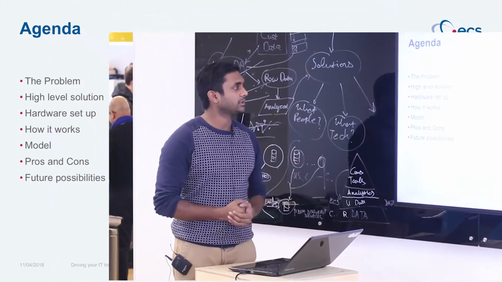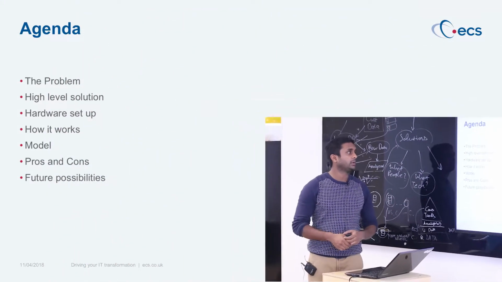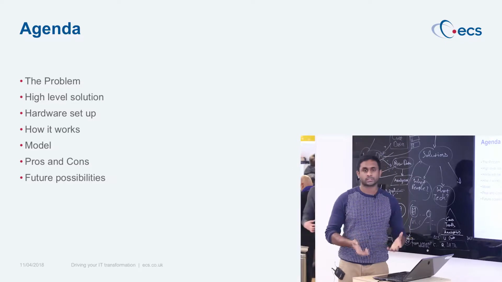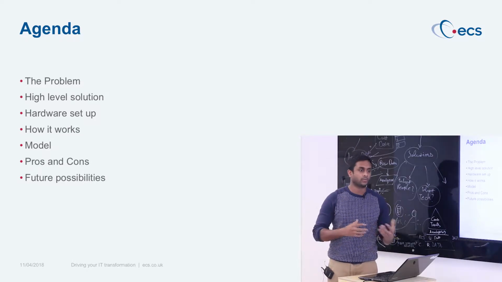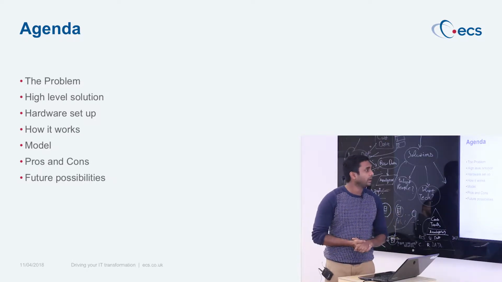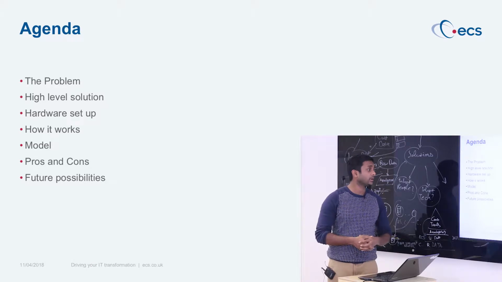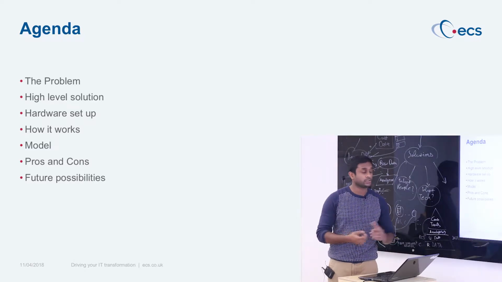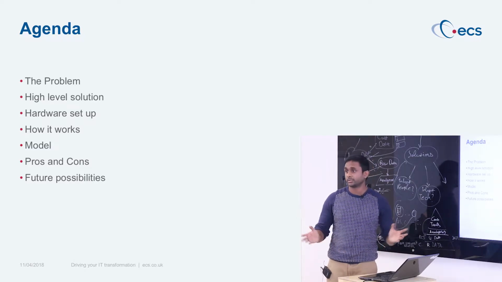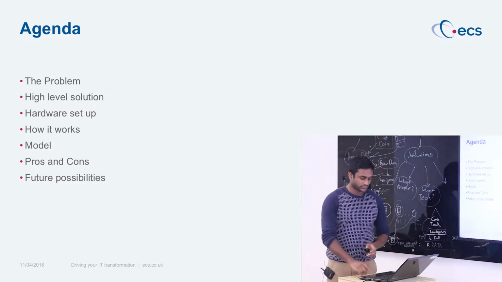So this is just the agenda. We're going to define the problem, and at a very high level what the solution was. This solution also involved a bit of thinking about the hardware as well. So what hardware did we purchase and why? How our solution works. We'll also go into a little bit of the programming side and talk about the models, the pros and cons of our solution, and then what future possibilities this poses for us.